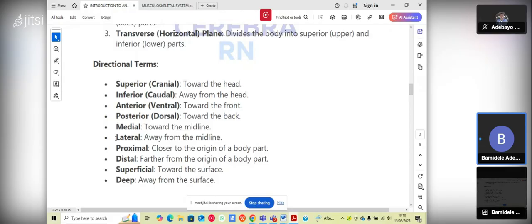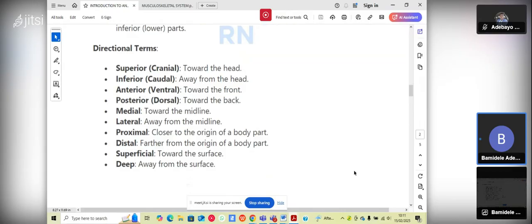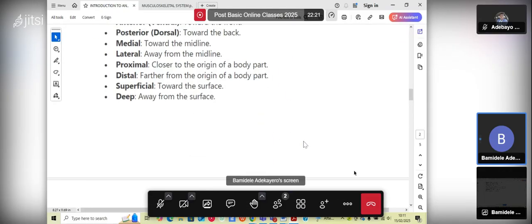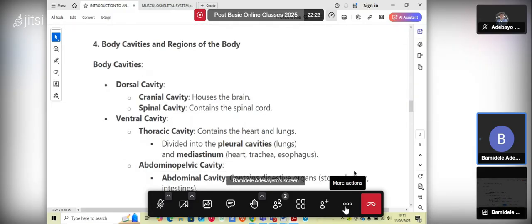We have proximal. Proximal is closer to something. When it's very close to another body part, you can say it is proximal. Distal is when that organ or body part is far away from the reference point you are talking about. Superficial is towards the surface, and deep is away from the surface. As you go further in the course, you will see some examples.